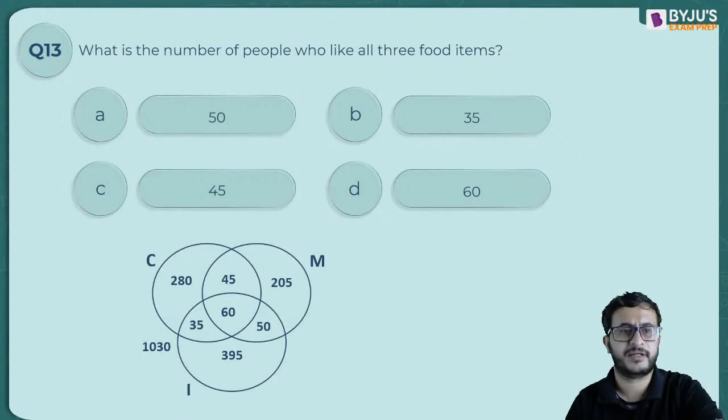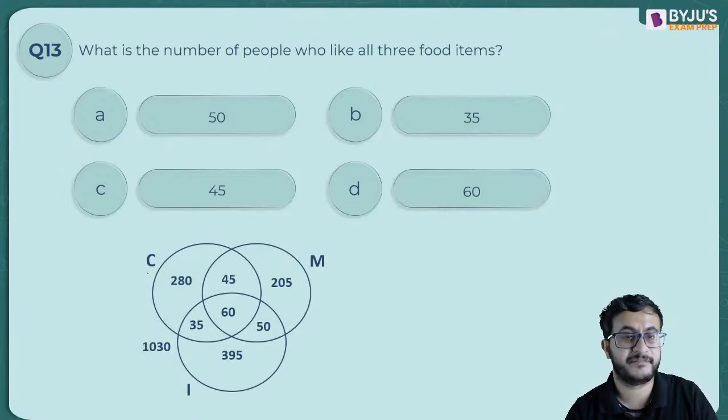Otherwise, see, like you must be thinking कि हमने Chinese का क्यों नहीं निकाल दिया, right? फिर हमें equation बनानी पड़ती, we would have got something in fraction and then we got an equation for Chinese, then we would have got this thing. So बहुत लंबा पड़ जाता. Okay, so what is the number of people who like all three food items? All three food items is 60.